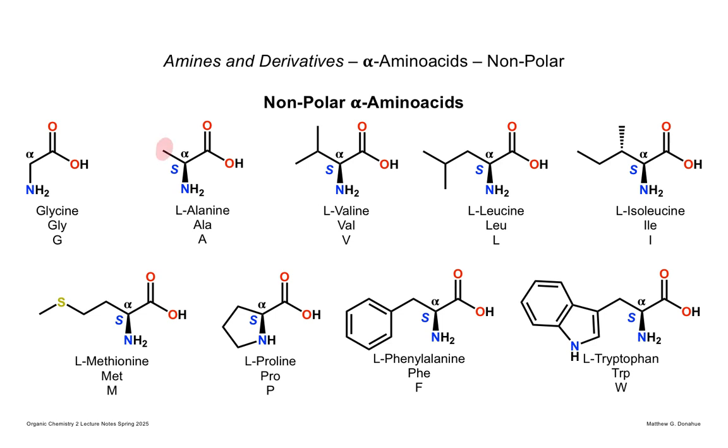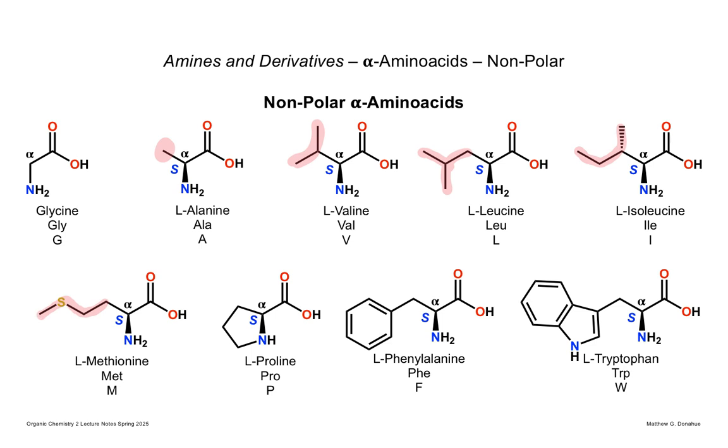For alanine, it's a methyl group. For valine, isopropyl. Leucine, it's 4 carbons, isobutyl. Isoleucine actually has 2 stereocenters. This is secondary butyl. Methionine has a sulfur in it.